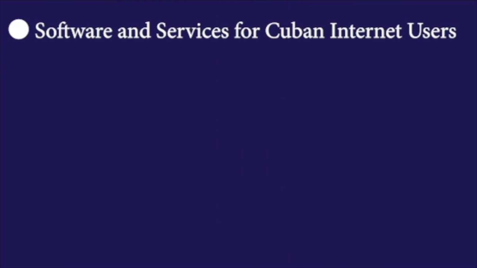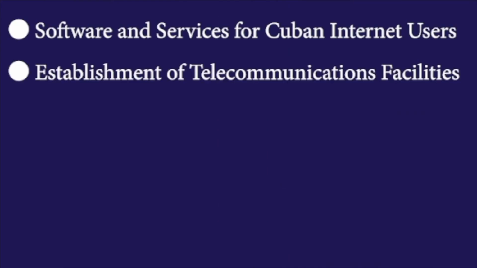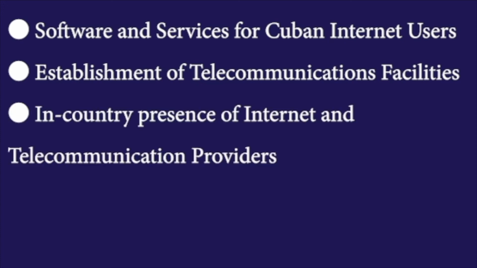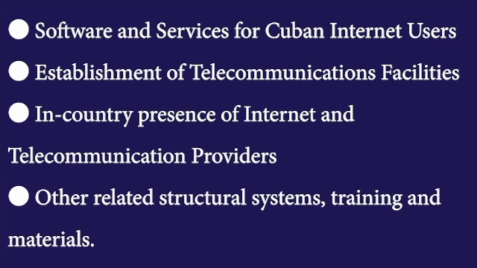A recent example of one of these programs was the supporting the Cuban people's right to seek, receive, and impart information through the safe and secure access to the internet. This program was instituted after Cuban nationals rose up against the government to challenge many governmental institutions. This program introduced many general licenses, including the following: software and services for Cuban internet users, establishment of telecommunications facilities, in-country presence of internet and telecommunication providers, and other related structural systems, trainings, and materials.